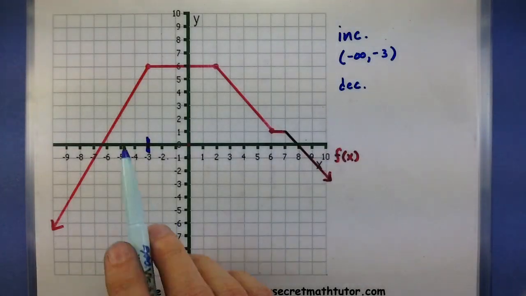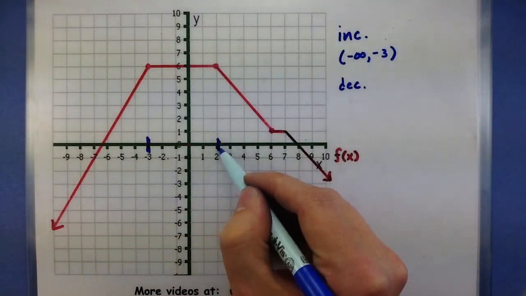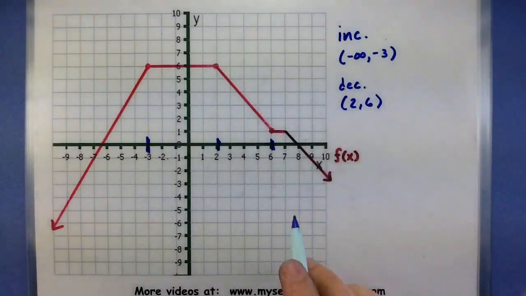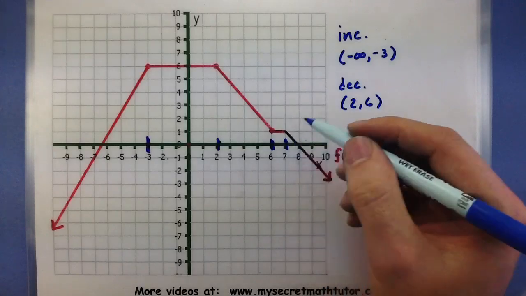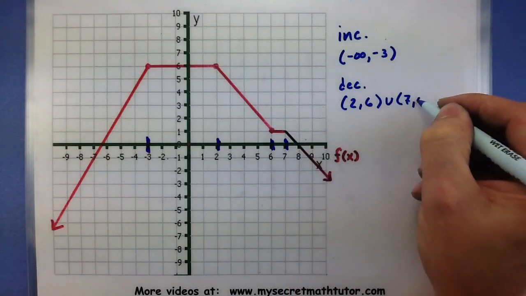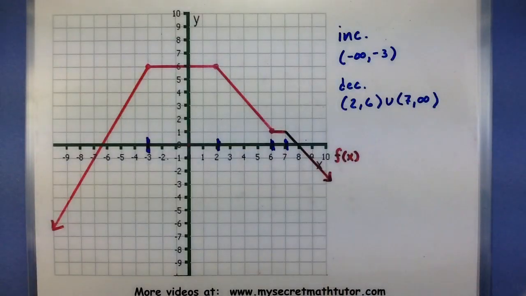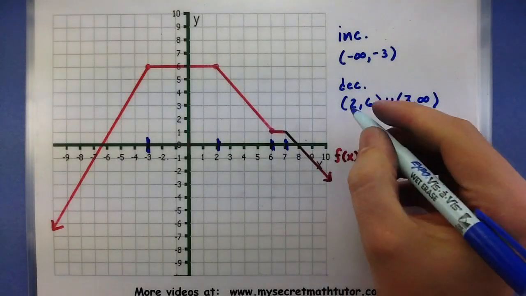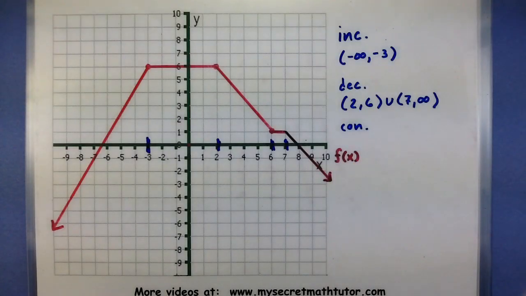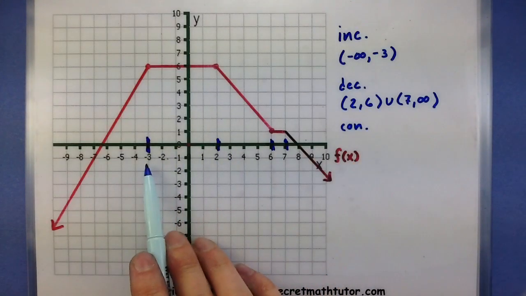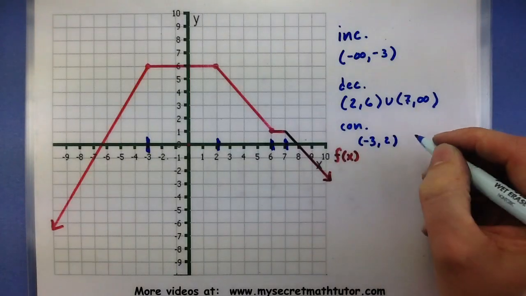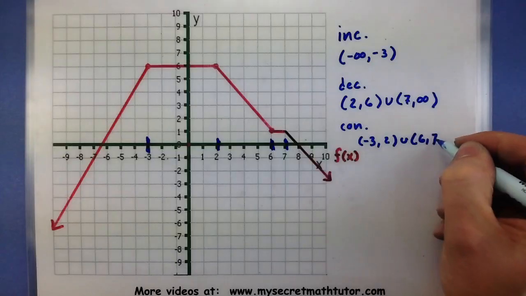For decreasing, I can see that it happens between 2 and 6, and it happens again from 7 on to infinity. So I have 2 decreasing intervals. And of course we can also add places where we are staying constant, where we're not going up or down, and it's just our leftover pieces here. So from -3 to 2, and from 6 until 7.